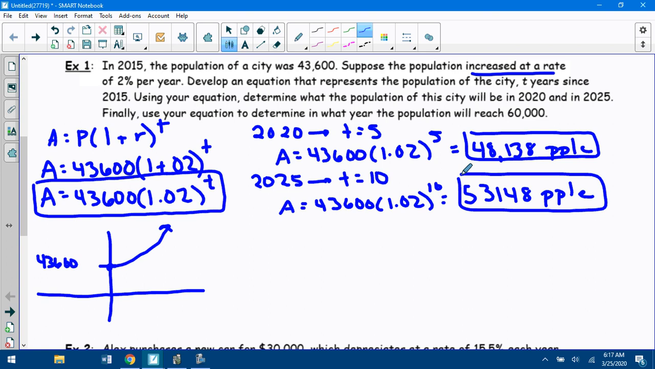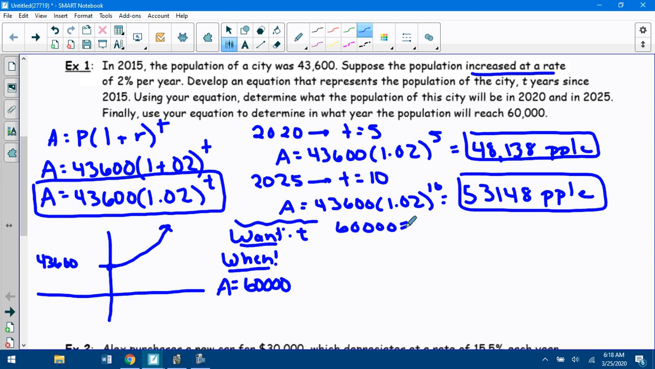Okay, nothing crazy yet. Finally, use your equation to determine in what year the population will reach 60,000. So for this last part, I want in what year. So I want a t value, and when do I want it? I want it when the amount was 60,000. So this is where I plug 60,000 in on the left side, equals 43,600 times 1.02 to the t.